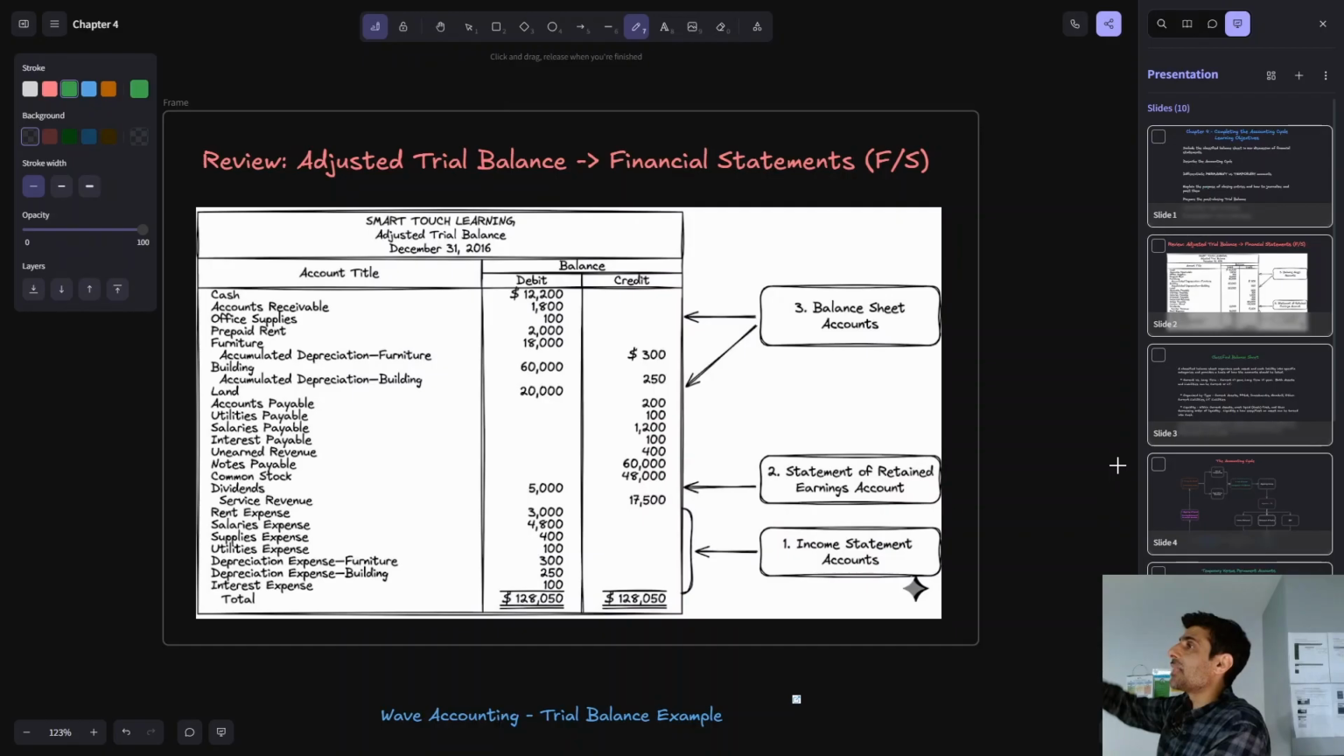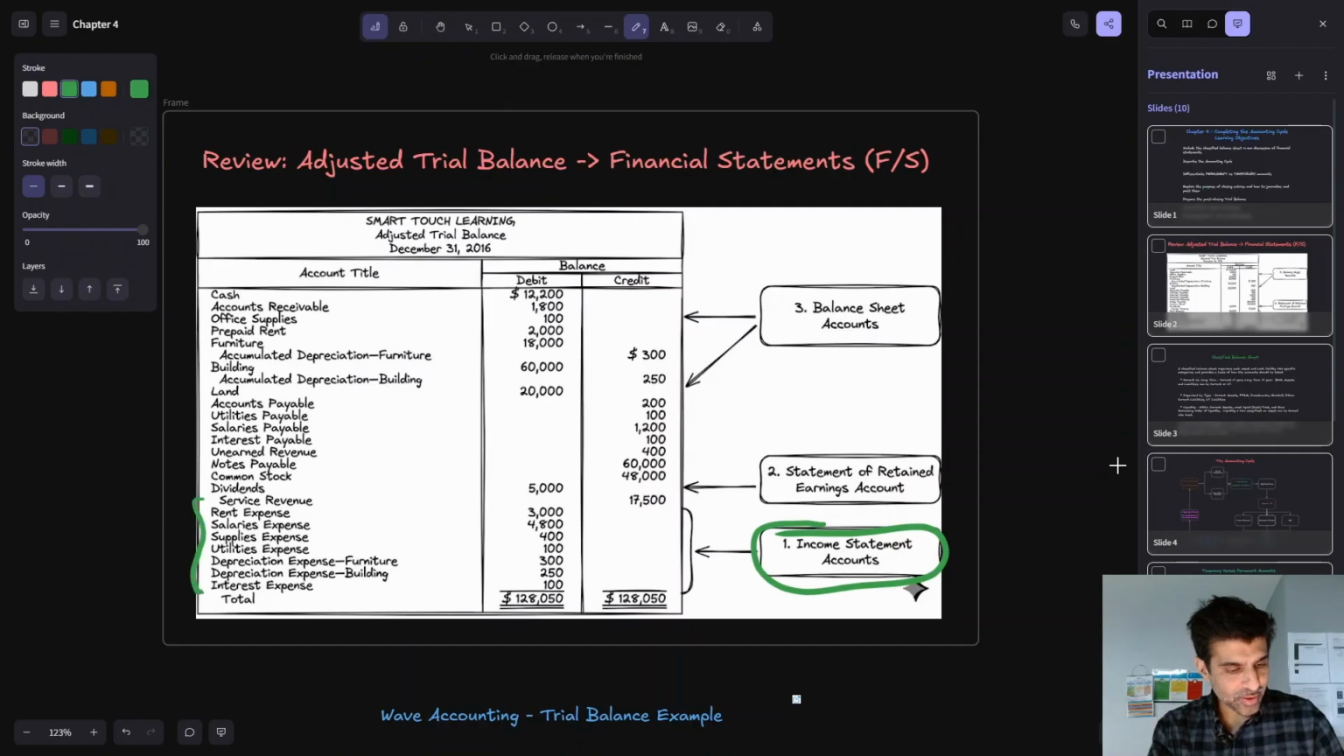And then we changed the balances, and we then had this recompilation called the adjusted trial balance. And this adjusted trial balance is arranged in a way that groups the accounts by what financial statements they're going to go on, right? So at the bottom, we had these income statement accounts. So you can see all the revenues and all the expenses are here. And then we added in dividends.